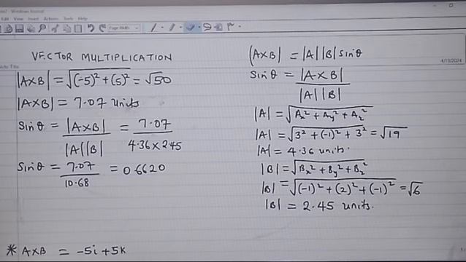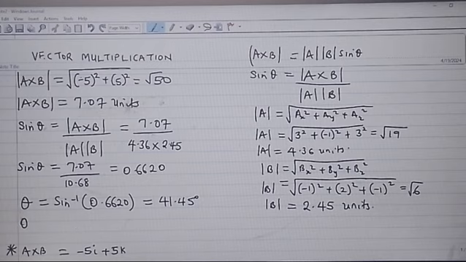So we say theta is equal to sine inverse of 0.6620, and that leaves us with 41.45 degrees. To one decimal place, we can say theta is approximately equal to 41.5 degrees. So this is the angle between the two vectors.